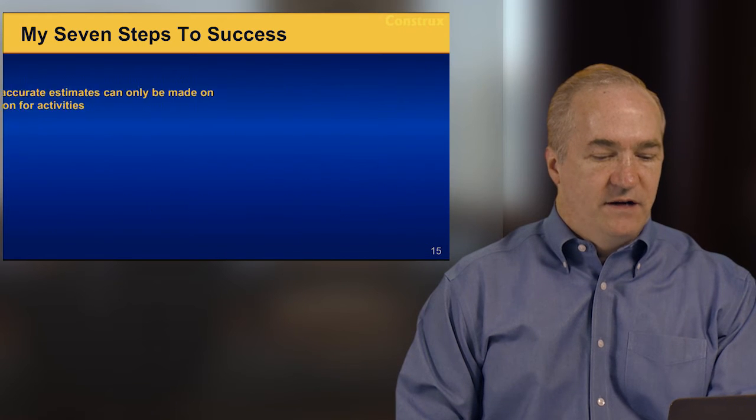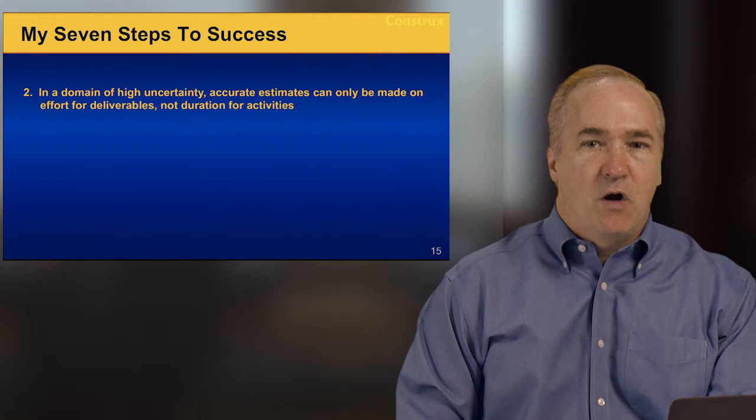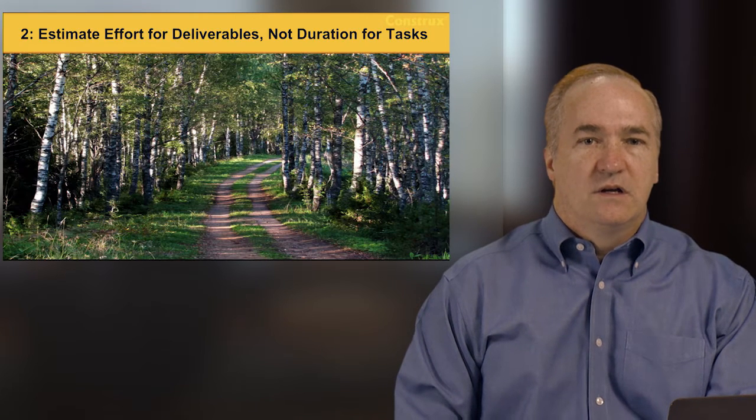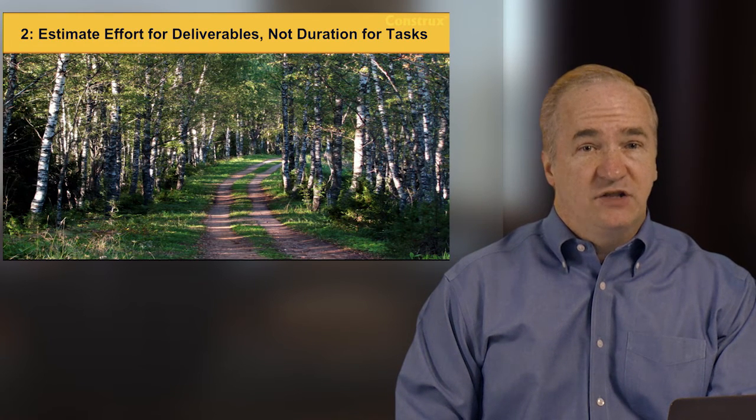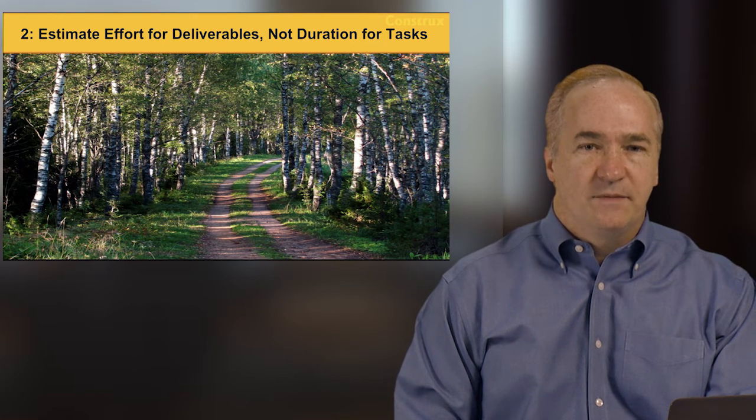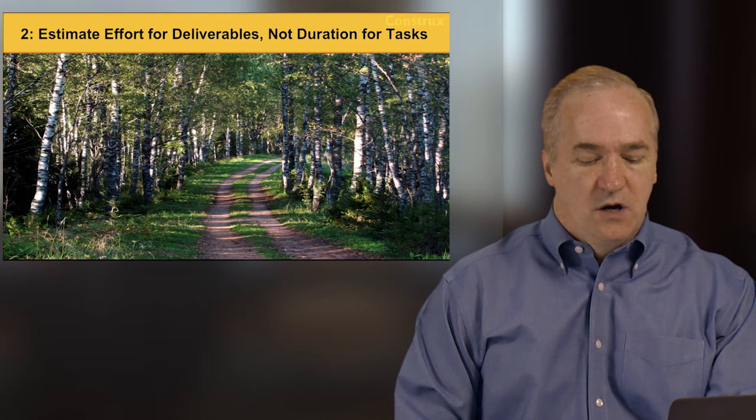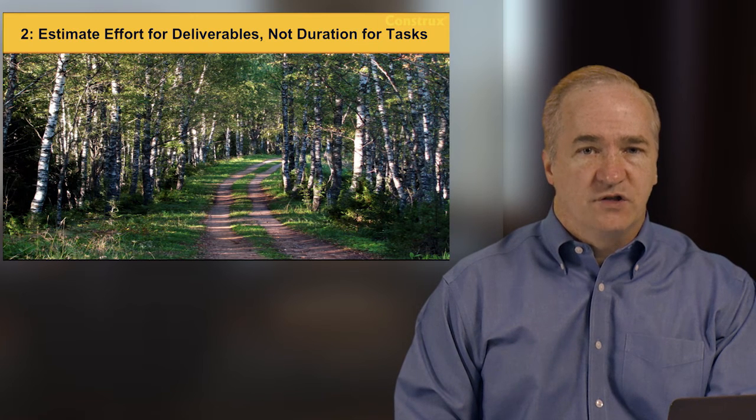In a domain of high uncertainty, accurate estimates can only be made on effort for deliverables, not duration for activities. So what does this mean? It means we need to estimate effort, not duration. A key rule of estimation is to estimate effort and then derive duration.